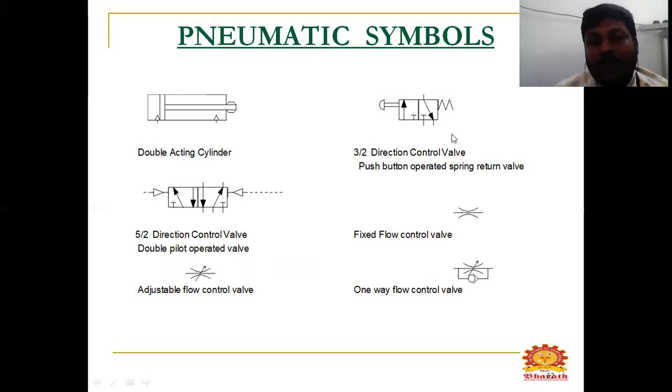See, this is a directional control valve. See, it has two positions, and each position has three ports or three ways. So this is called a 3/2 directional control valve, push button operated with spring return. This is a push button and it has a spring return. So it is called a 3/2 DCV, push button operated and spring return valve.